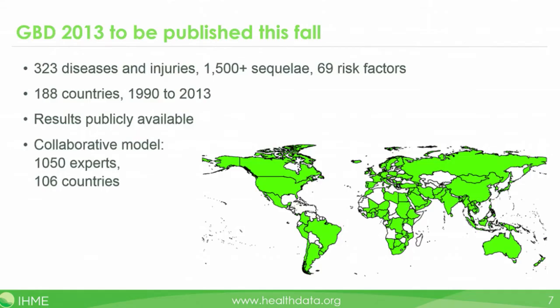We're covering 188 countries. We're going back to 1990. So a massive data set that is publicly available on our website, as well as in visualization. And a major innovation in this round is that we're moving to a very collaborative model, where we are working with over 1,000 experts in 100 countries that help us find data, vet the data we're using as input, look at the results, give us feedback on how plausible this all is, and we're working in their feedback to come up with the best estimates possible.